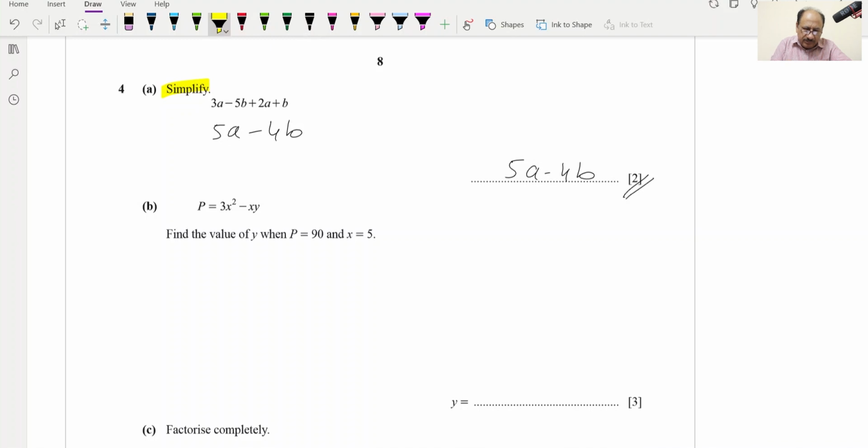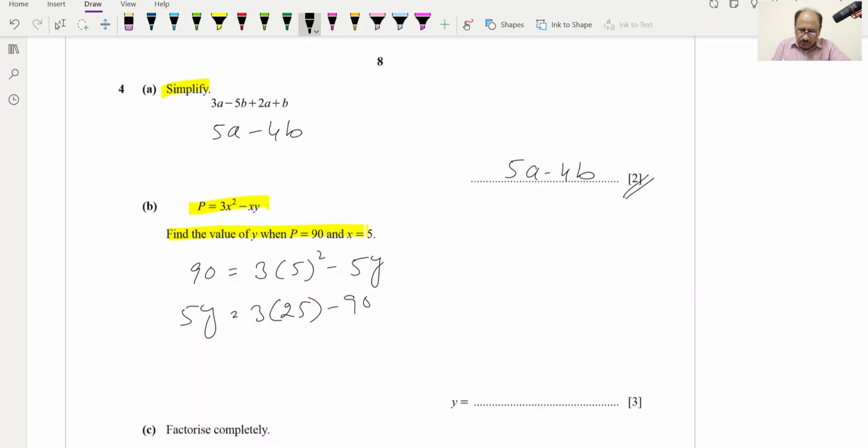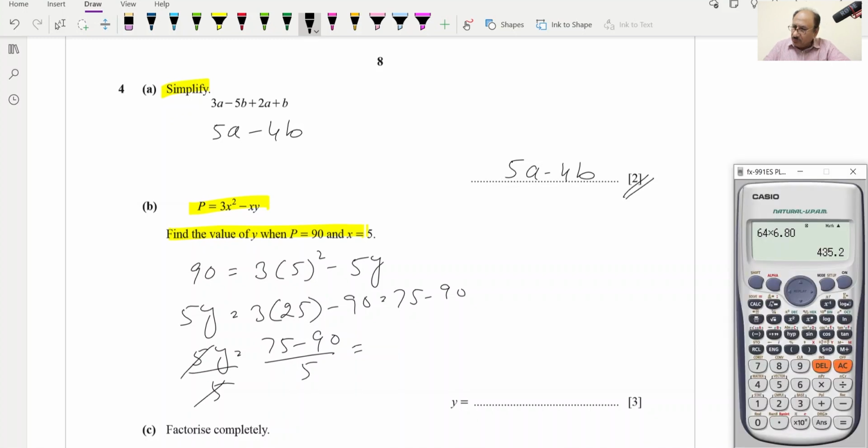Now b part says P is equal to this. We have to replace the values and find the value of y. P is 90, so 90 is equal to 3 into 5 squared minus 5y. So 5y will be equal to 3 into 5 squared, which is 75, minus 90. So 5y will be equal to 75 minus 90, over 5, we can cancel this, and this will be equal to what?